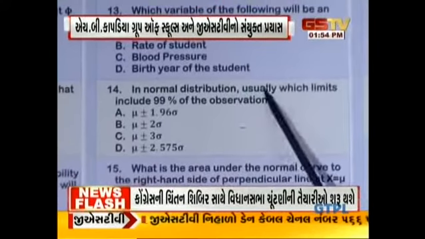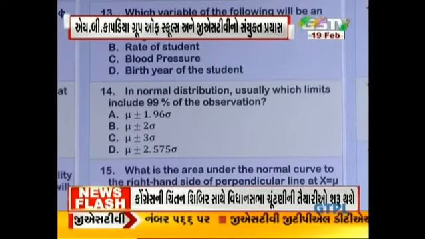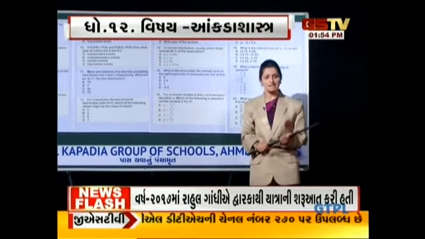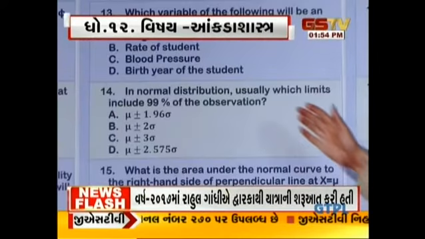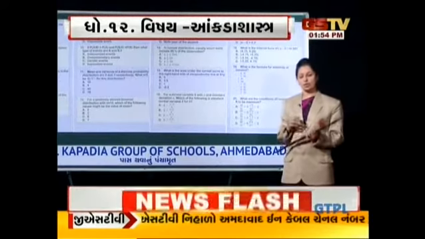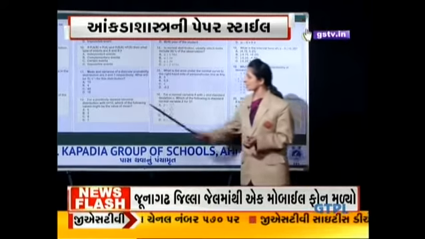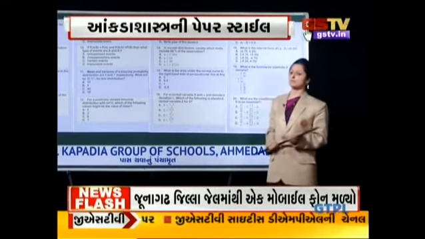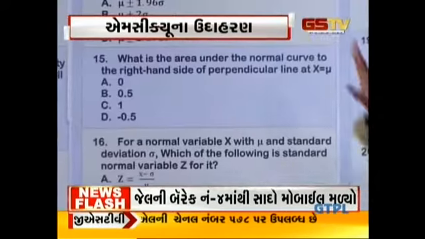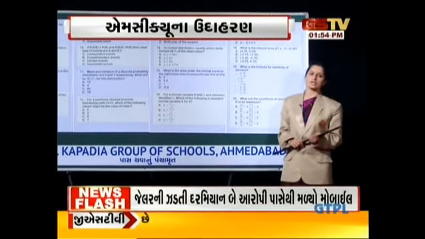In normal distribution, usually which limits include 99% of the observations. So you have to remember all the properties of the normal distribution, chapter 2, for writing the answers of such type of MCQ. Both properties of normal distribution as well as properties of standard normal distribution. And for this type of questions, you have to remember the properties of binomial distribution. So if your concept and theory are done, then you will be able to answer correctly all such type of MCQs.